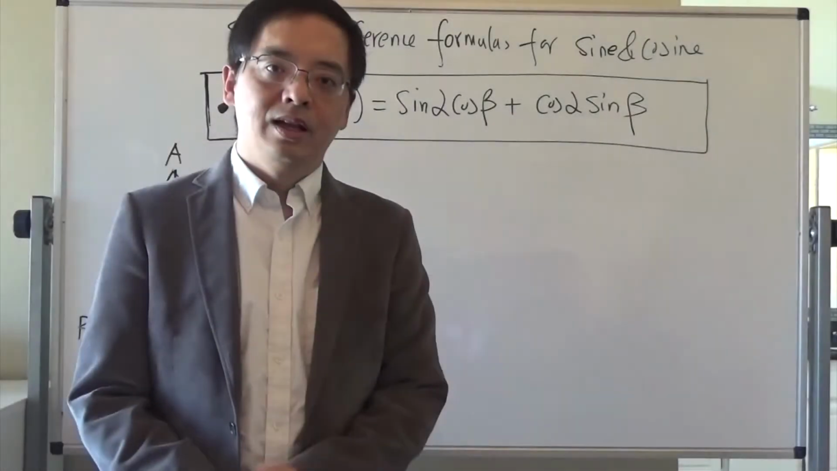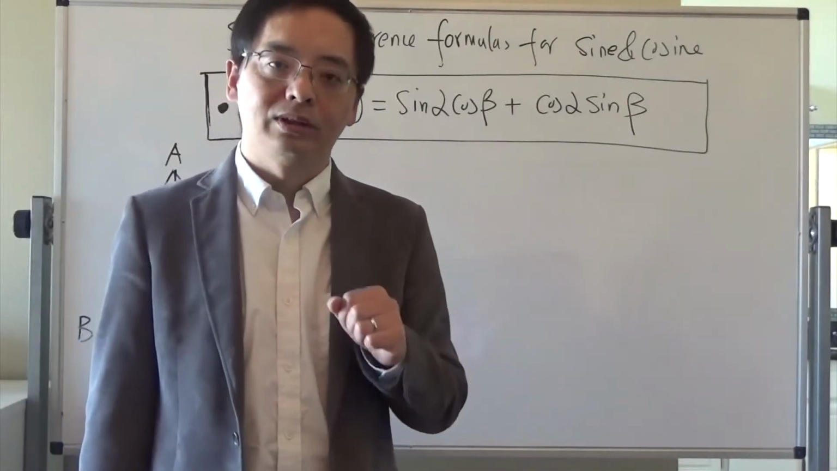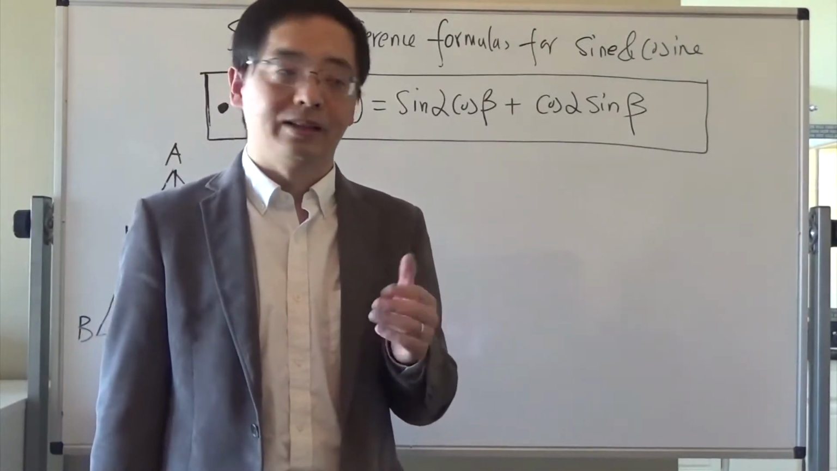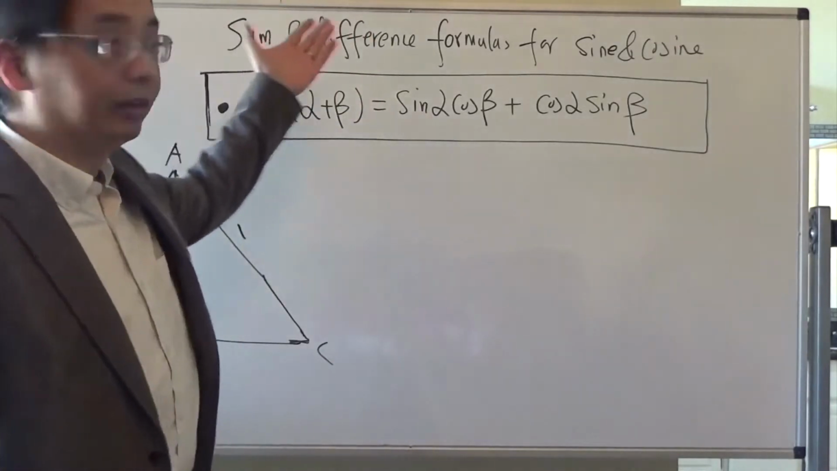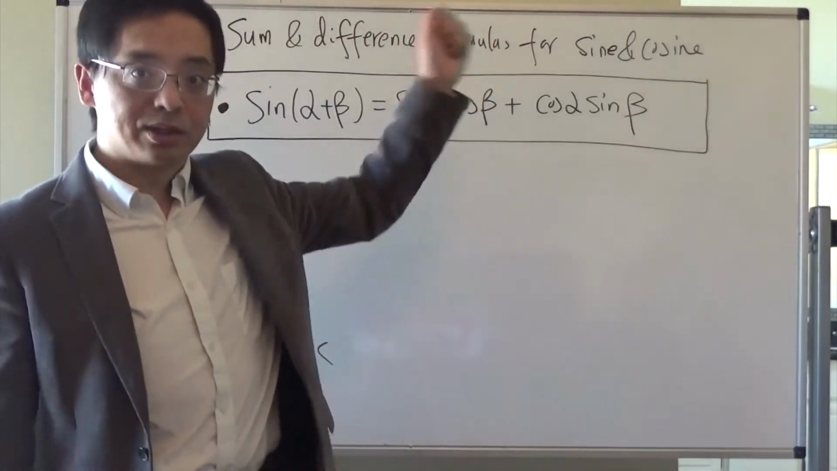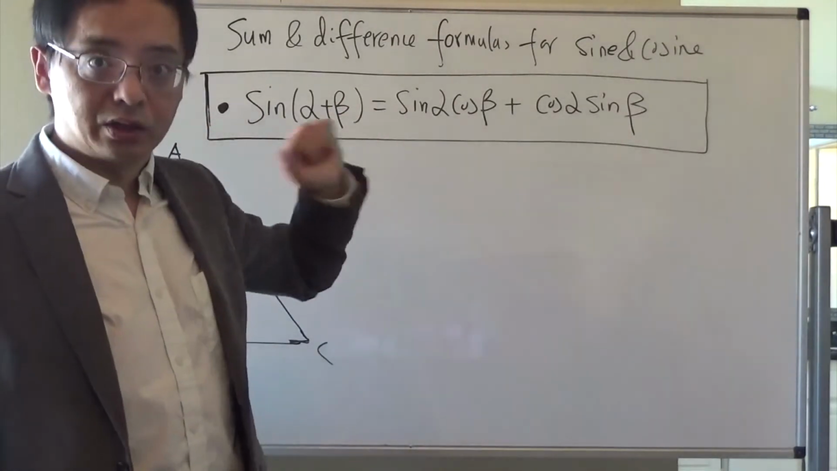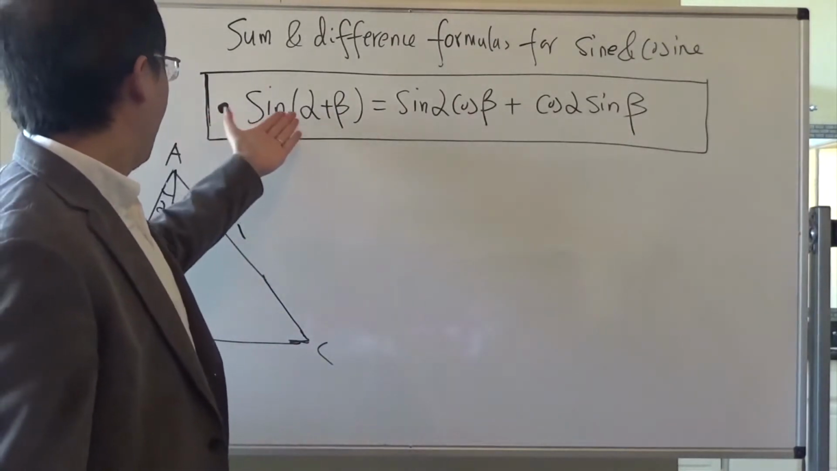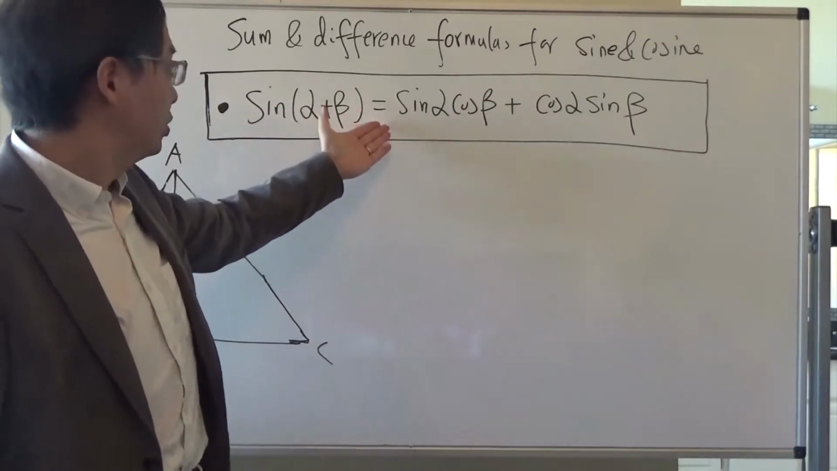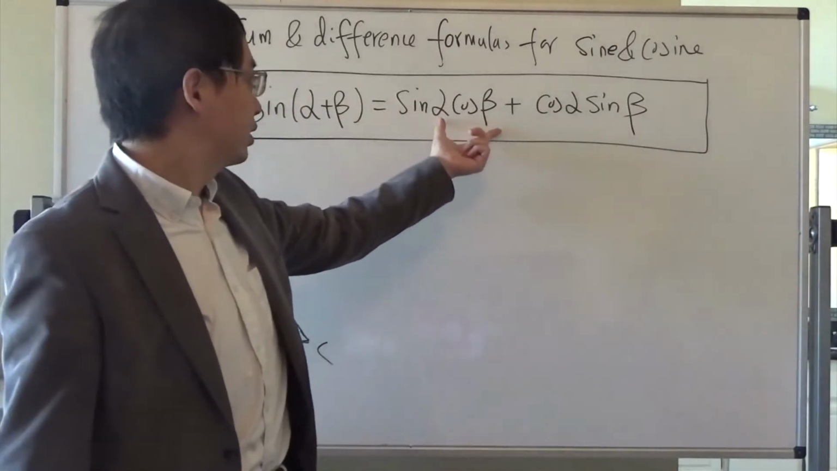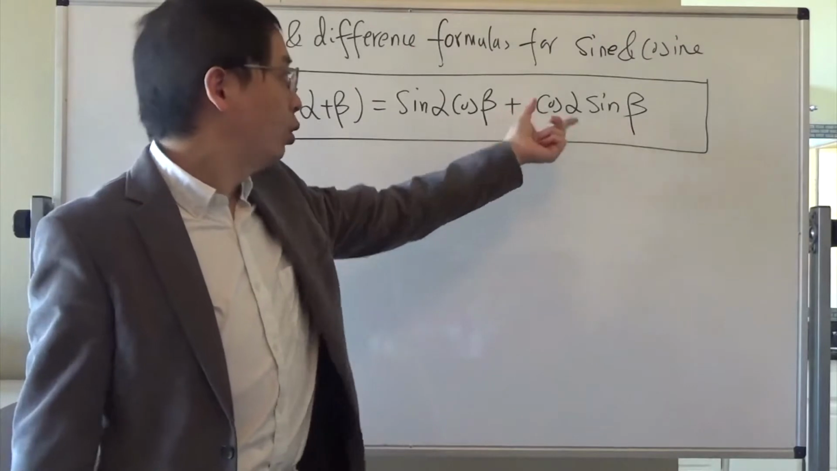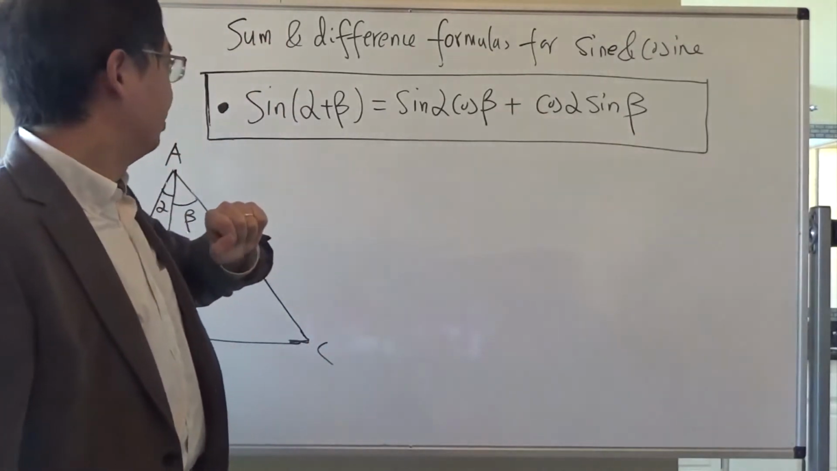In this lecture, let's look at another important class of trigonometric identities. It's called the sum and difference formulas for sine and cosine. First, let's look at the sum formula for the sine function. It says sine alpha plus beta equals sine alpha times cosine beta plus cosine alpha times sine beta.